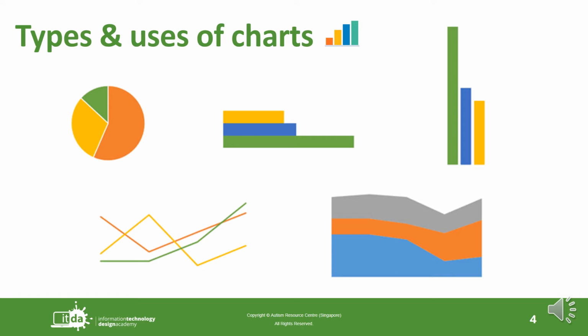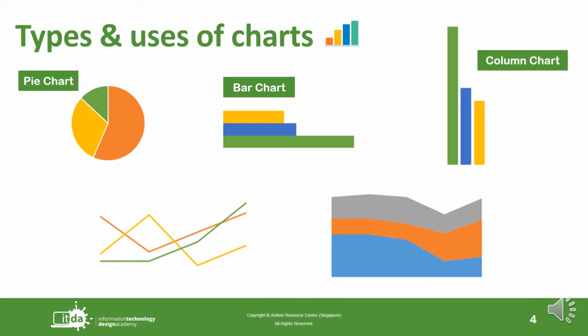So these are 5 common types of charts that we will explore today. The one on the top left is called a pie chart. The one next to it is called a bar chart. The third one on top is a column chart. Over at the bottom on the left side is called a line chart. And finally, the last one you see on the right is called an area chart. So let's explore all these in better detail, starting with the pie chart.